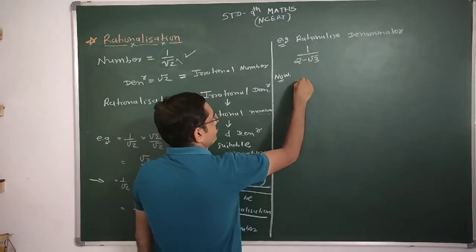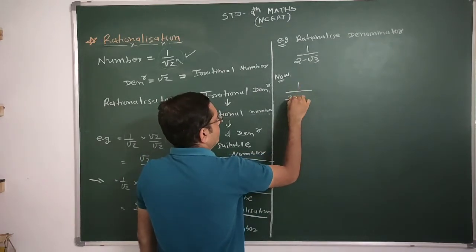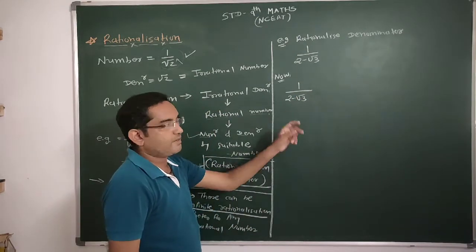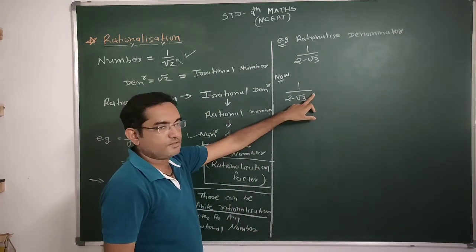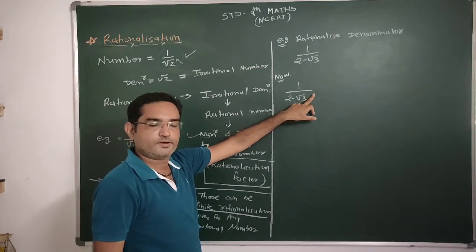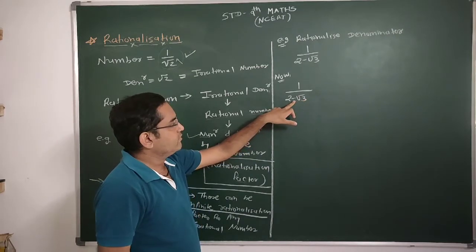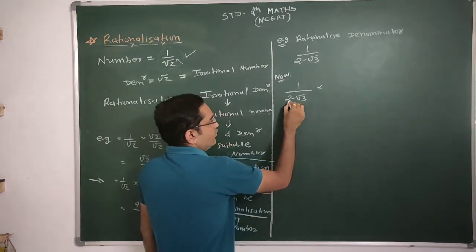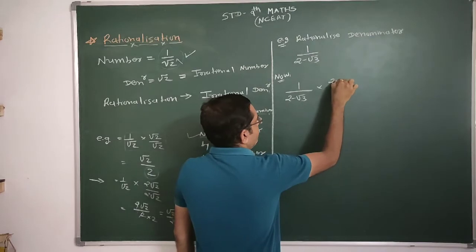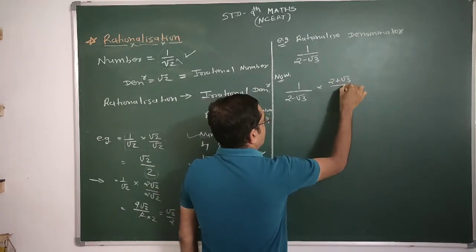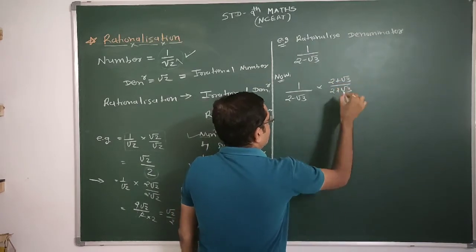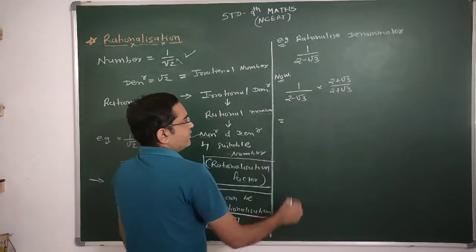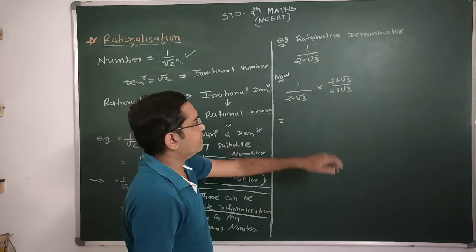So now it's 1 upon 2 minus root 3. For the rationalization process, we have to multiply this number by a suitable rationalization factor. Here, 2 minus root 3 is there, so you have to consider the plus sign. It's 2 plus root 3. That can be a suitable rationalization factor for this number. How? You will know after the simplification.